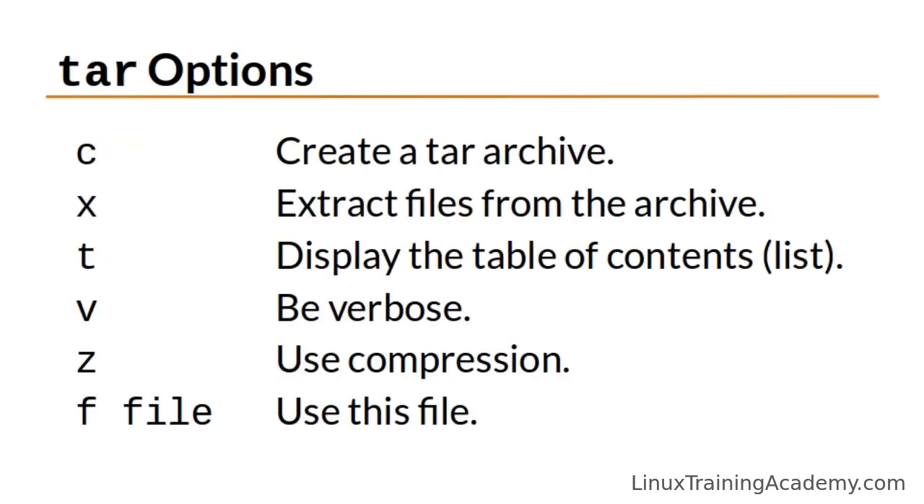Some of the most commonly used tar options include c, to create a tar archive, x, to extract files from the archive, t, to display a table of contents, v, to be verbose, z, to use compression, and f, to specify the file that you'll be working with.